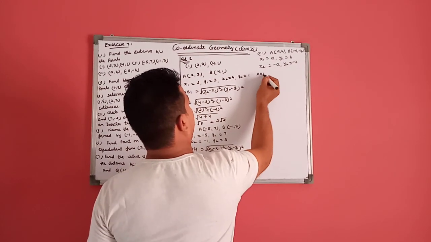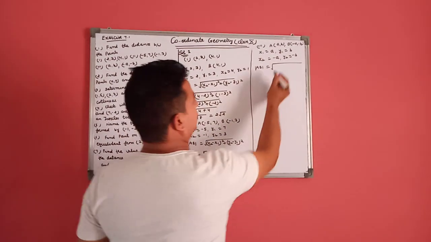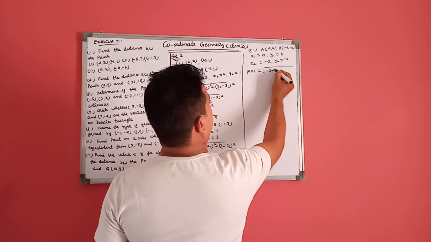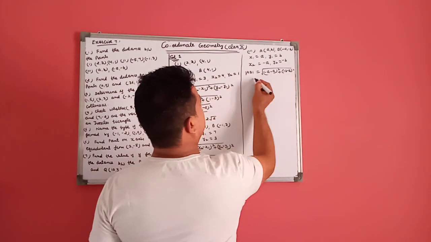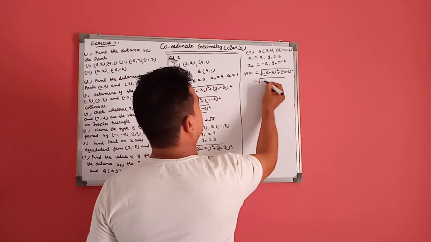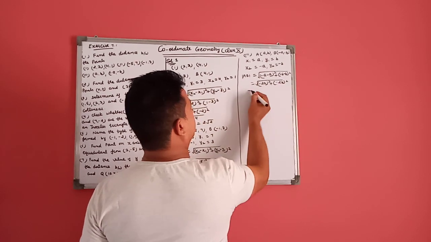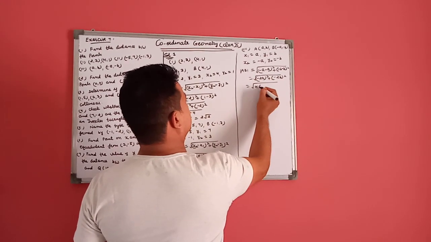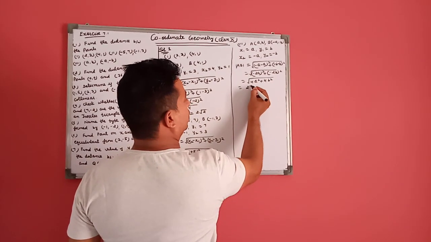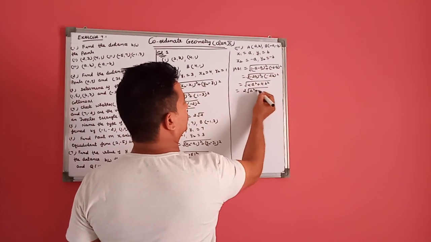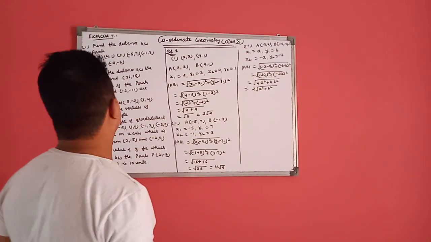Then according to the distance formula, AB is equal to the square root of (minus a minus a) whole square plus (minus b minus b) whole square. This becomes minus 2a whole square plus minus 2b whole square, which means 4a square plus 4b square. When we take 4 common, its square root is 2. So the answer is 2 square root of a square plus b square.